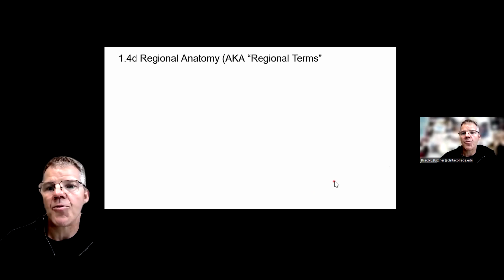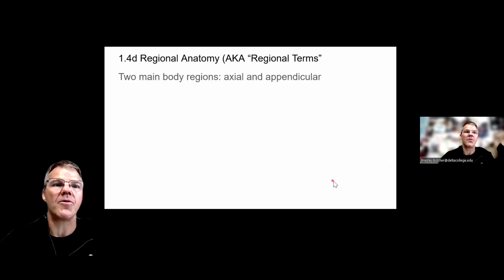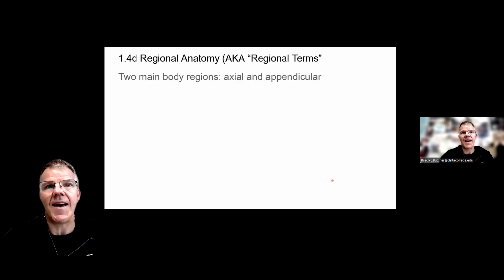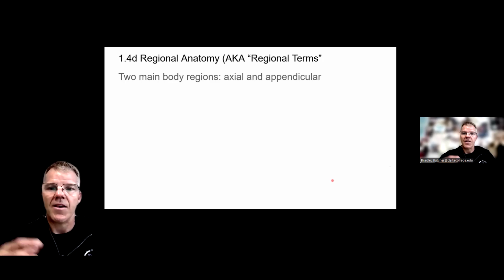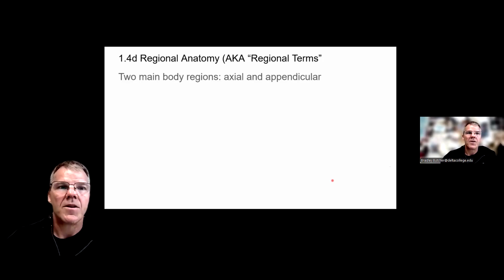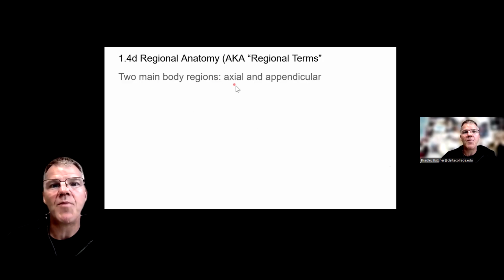The next set of terms are called regional terms. And like the name suggests, these are terms that talk about different areas or regions of the body. You might think of a town or a city that has different neighborhoods. We talk about downtown, or in Stockton, we might talk about South Side, or Lincoln Center, or the area that surrounds Delta College. The regional terms are divided into two main regions, the axial and the appendicular.